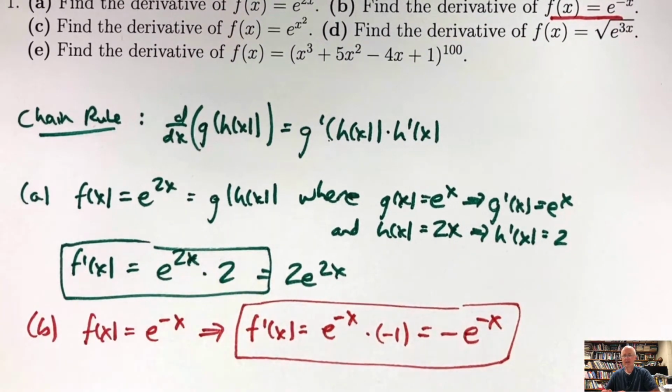You can always check these things by graphing them as well, and making sure that it does look like the graph of the derivative is telling you slopes of tangent lines to the original function.